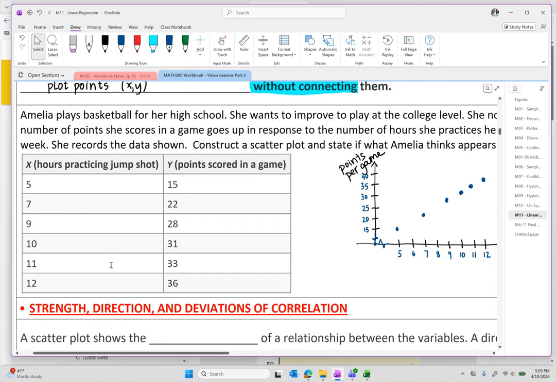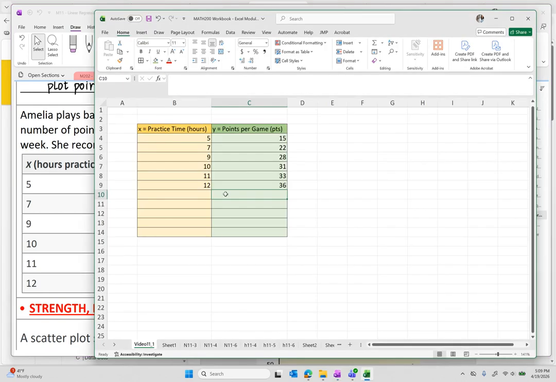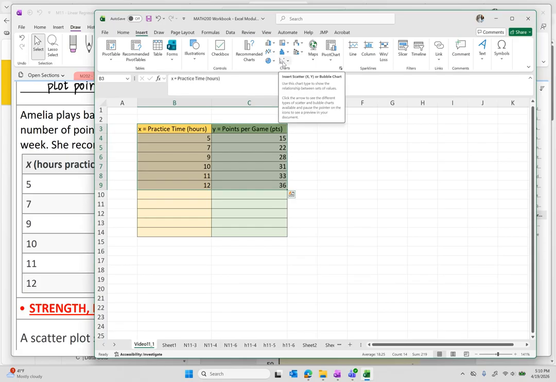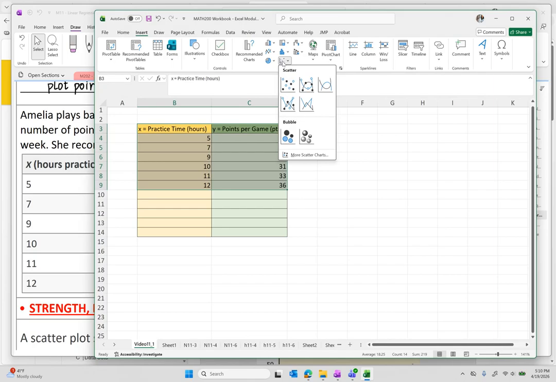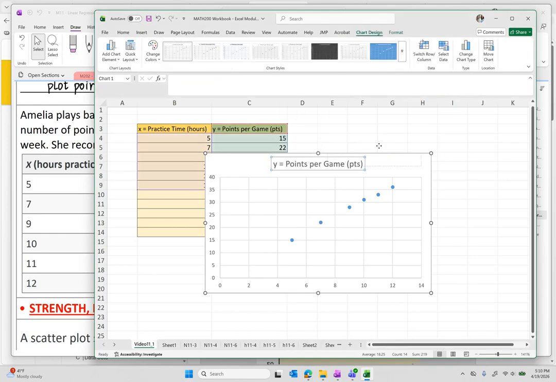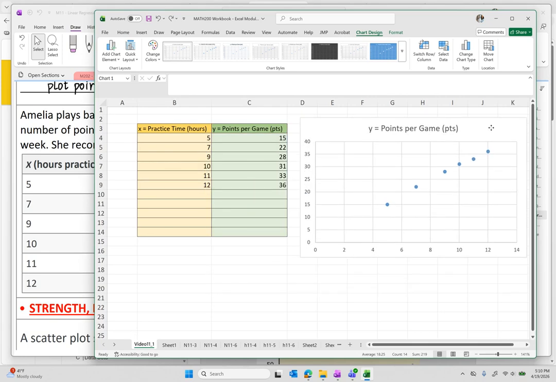Excel can do scatter plots really quickly for us. If I create a table that has the values of X and Y and the titles, I can highlight the titles and the values, and I can insert. I can choose here in the charts the scatter plot, or I can go in the recommended charts and find the scatter plot. Here you have the option to connect the points or not connect the points. I don't want to connect the points, so I'm going to choose the one that doesn't connect them. And I want to move it over.